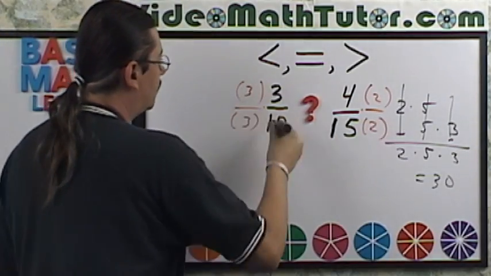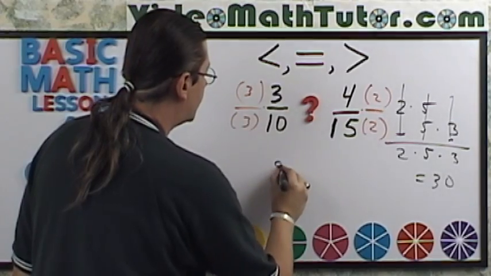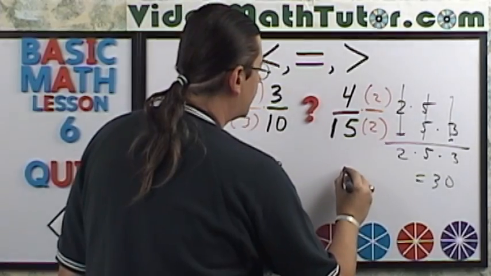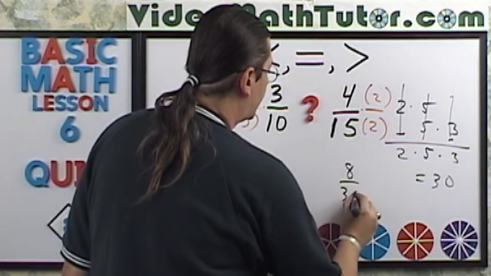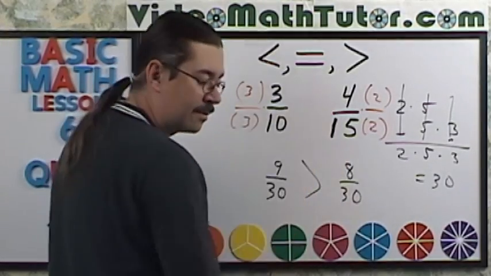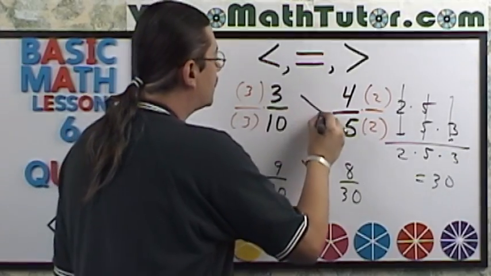Now what? Well, let's get some new fractions. So this is going to be just 9/30ths, and this right here is going to give me 8/30. Well, now it's obvious 9 is bigger than 8, so that's gone. We're going to use this symbol right here.